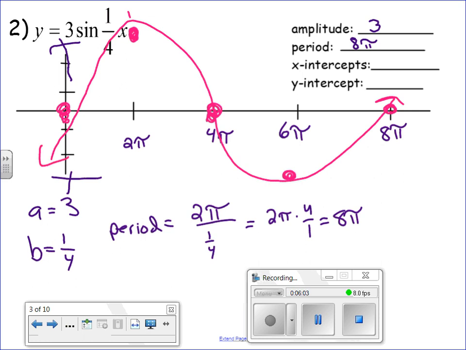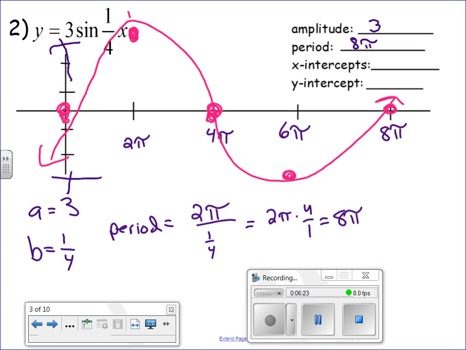Now you really have to read the questions carefully because I changed the questions on every problem. This question is not domain and range. This question is x-intercepts and y-intercept. So for one ticket, who knows the x-intercepts? Marcella. And I'd go with 0 as well. So 0, 4 pi, 8 pi, and onward.